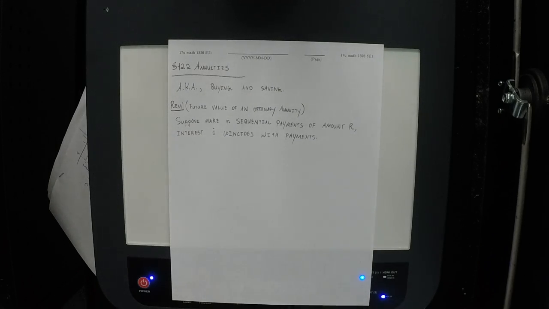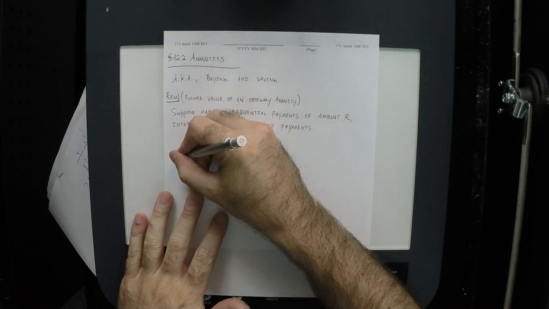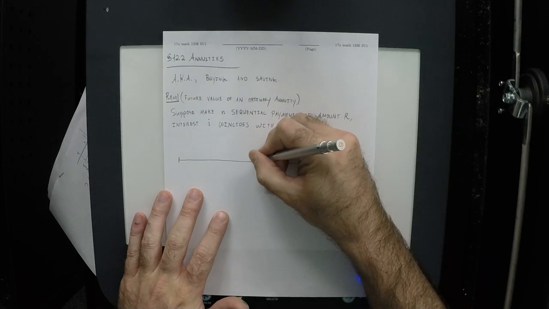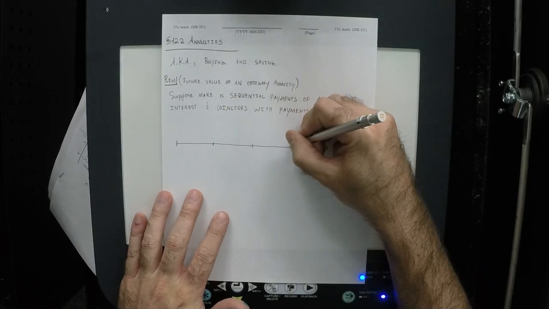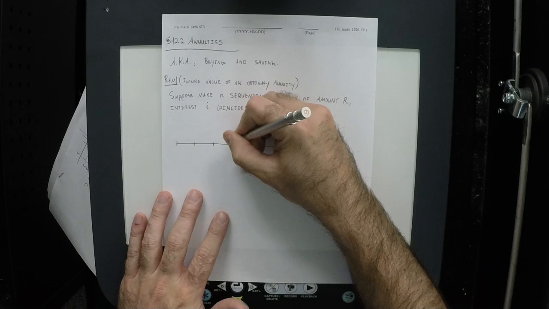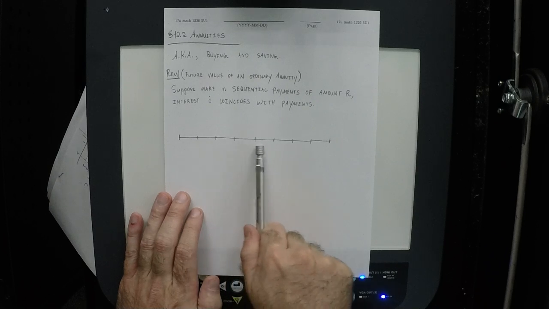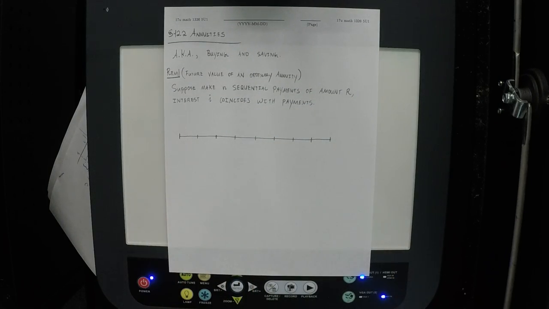The question is that if you were to make n sequential payments of amount R with interest I, which coincides with the payments, and if you were to make this into an account, how much money would you have in the account at the end of the procedure? Okay. So, I'm going to draw a picture with there being 8 payments. Now, understand that there's n payments, but because I'm drawing a picture, I've got to draw some n, and I chose to draw 8.